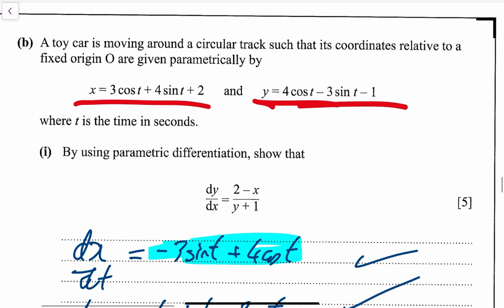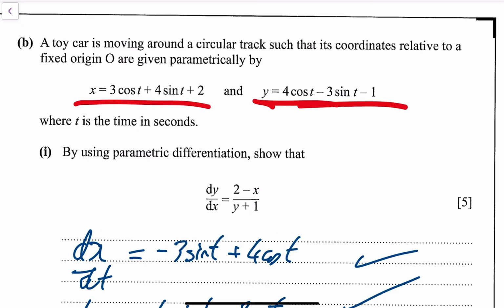Okay, we're getting there. Right, nasty enough wee question here, this one. You've got toy cars moving around a circular track such that its coordinates relative to the fixed origin O are given parametrically by x is equal to 3 cos t plus 4 sin t plus 2, y is equal to 4 cos t minus 3 sin t minus 1. By using parametric differentiation, show that dy by dx equals 2 minus x over y plus 1.